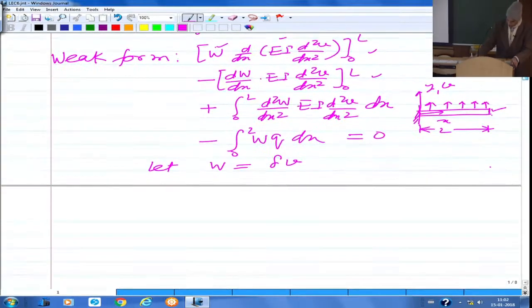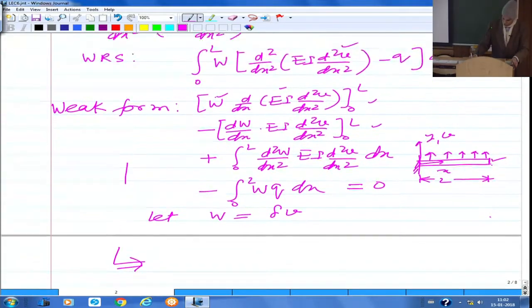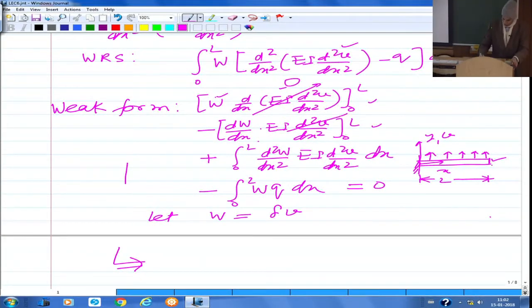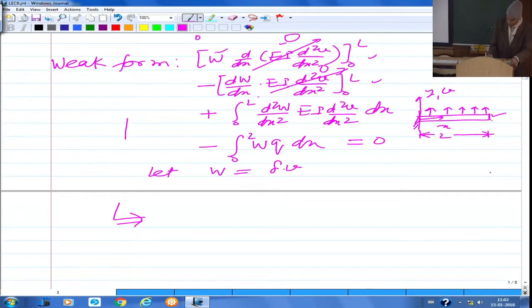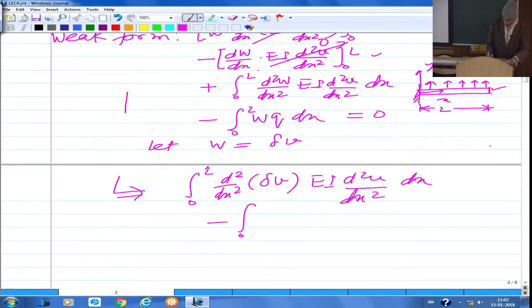For this particular case, taking these boundary terms to be 0, for the given problem, what you are left with, taking w equal to delta v, is integral 0 to L d2 delta v by dx square EI d2v by dx square dx, that's the one integral term, minus integral 0 to L delta v q dx. This is the second term, and this whole thing is equal to 0.